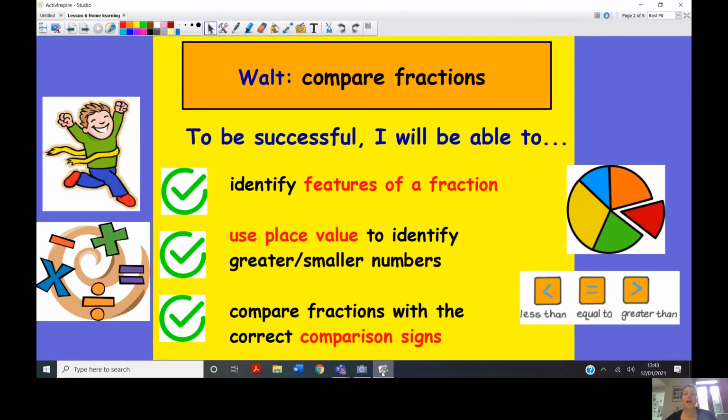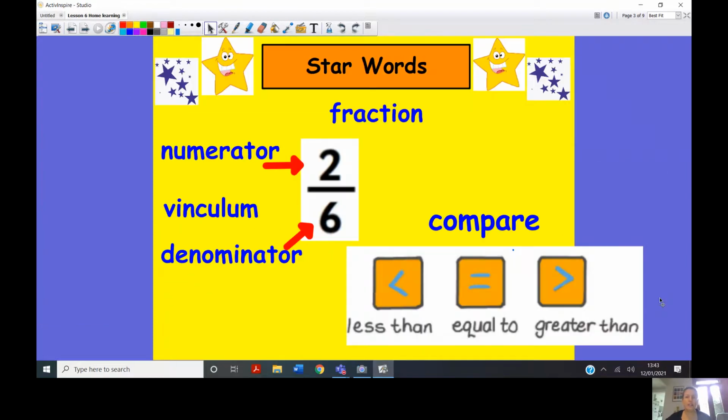So today we are going to be comparing unit fractions. To be successful, we need to identify the features of a fraction, use our place value to identify smaller and greater numbers, and compare fractions with the correct comparison signs. So remember, less than, we've got our hungry crocodile who's going to eat the bigger number. Equal to, the same. Greater than, the hungry crocodile is going to want to eat that larger number. So our key words: fraction, numerator, vinculum, denominator, compare, and again, less than, equal to, greater than.